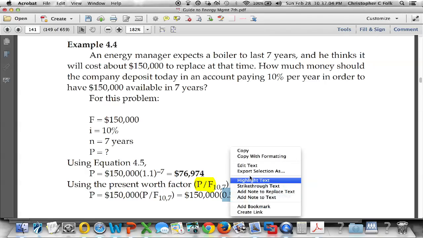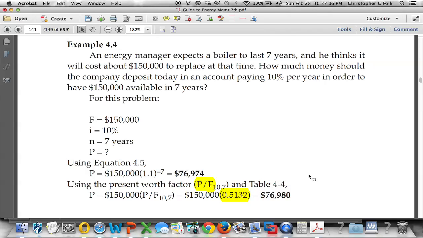So I multiply that times the amount of money I think I'm going to need in 7 years, $150,000, and that tells me I need a little less than $77,000. That's what I need. Well, again, back to the spreadsheet.